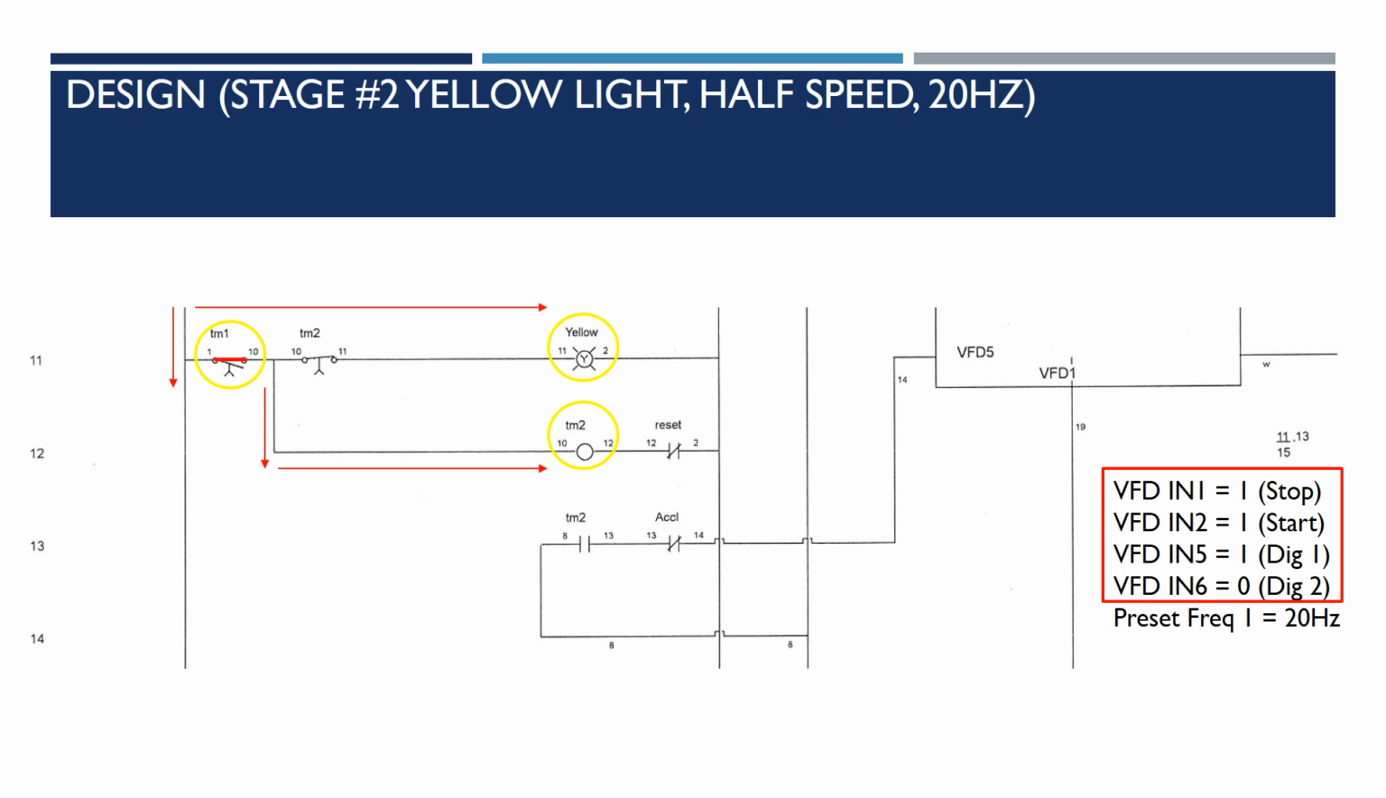So when coil TM2 is energized, it will start a 10-second timer for the contacts that are associated with it, as well as immediately closing contact TM2, allowing 24 volts supplied from the VFD to be put back into VFD pin 5, which is our digital input 1, which gives us a 1 there and changes our preset frequency and changes the motor speed to 20 hertz.